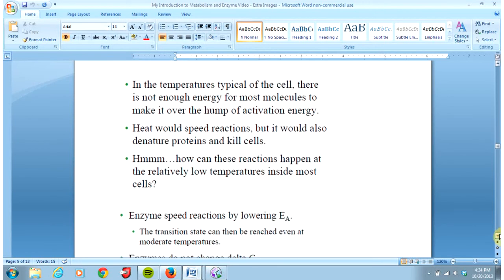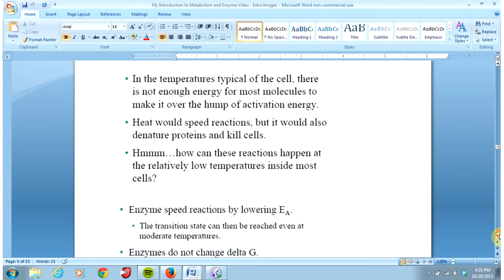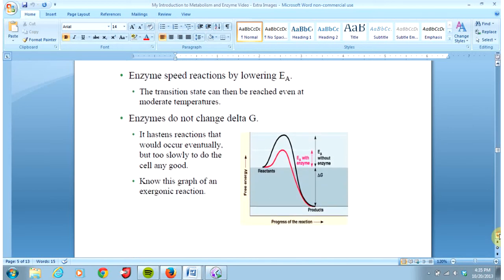Though heat can be used as activation energy, there's usually not enough heat for the molecules to make it over that hump and get past the transition state. If we had enough heat to get them over that transition state, it would be so hot that it would also denature the proteins in our bodies and it could kill the cells. So what we're wondering is, how can these reactions take place if there's not really enough heat for them to overcome their activation energy barrier? They do so with the help of enzymes.